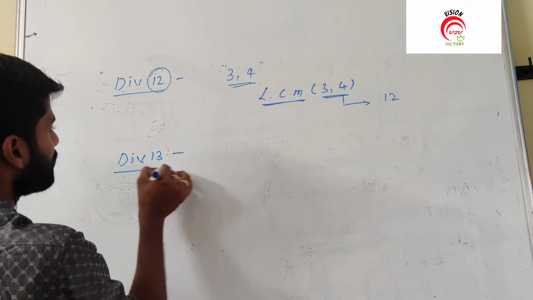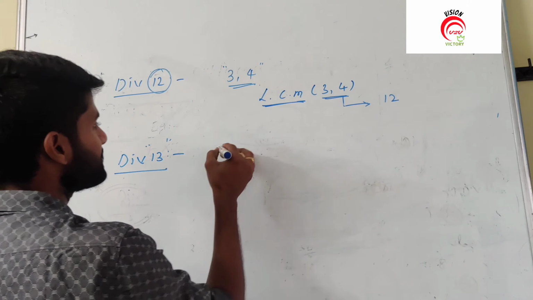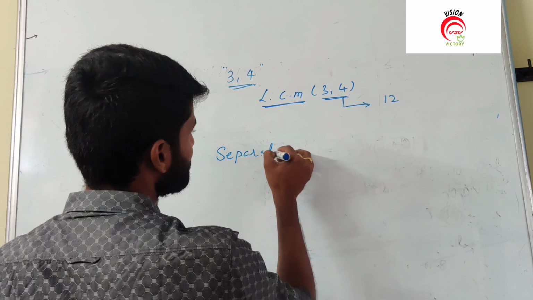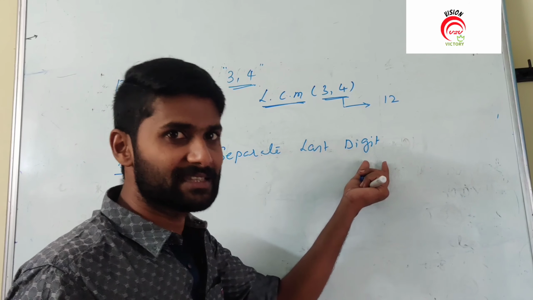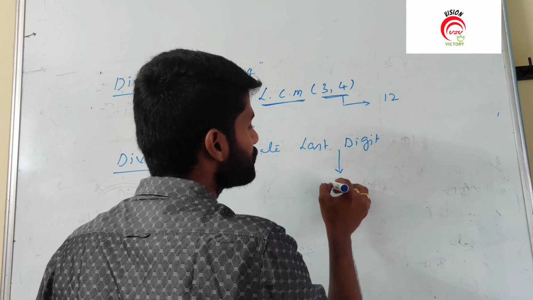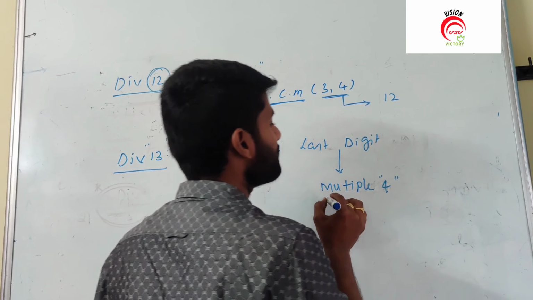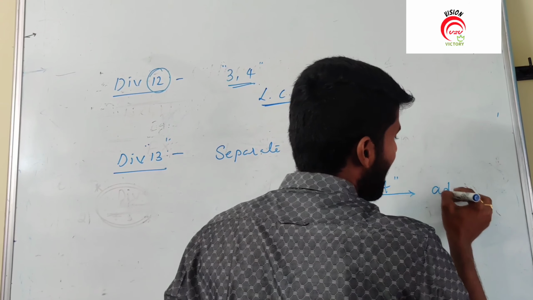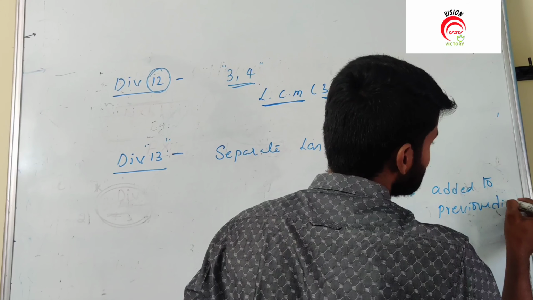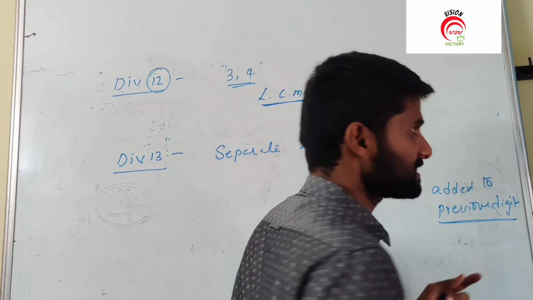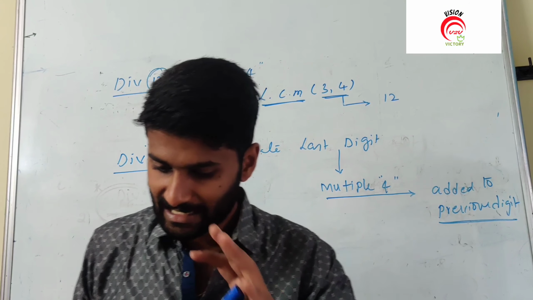Divisible by 13. So focus on this one. This is important. What is the rule of divisible by 13? See, the rule says first separate the last digit. Step number 1, we need to separate the last digit, and multiply that digit by 4. After multiplying by 4, add that number to the previous digits. If after addition to the previous digits the resultant is divisible by 13, the entire number is divisible by 13. Let me explain with a question.